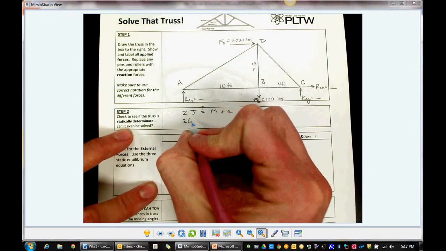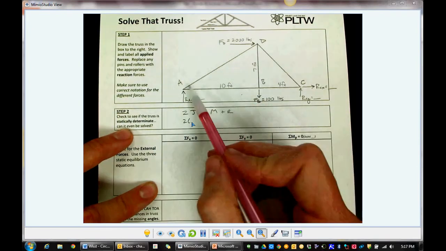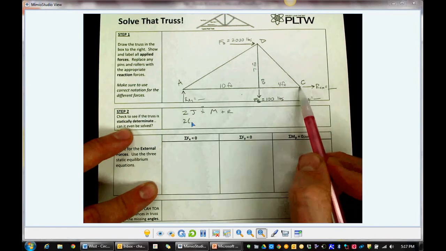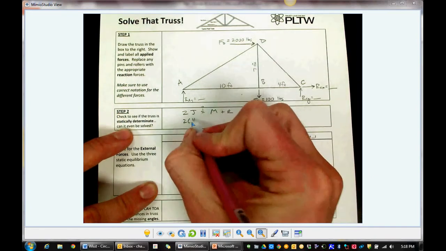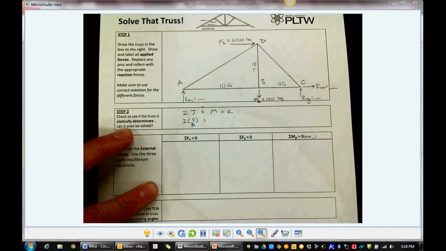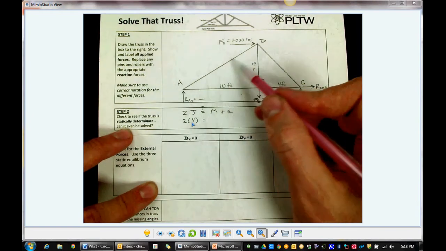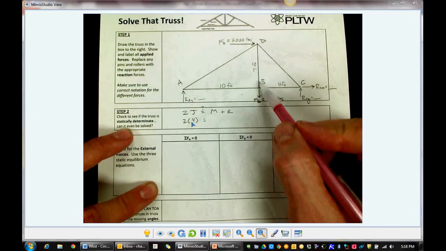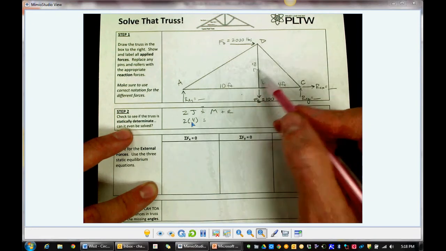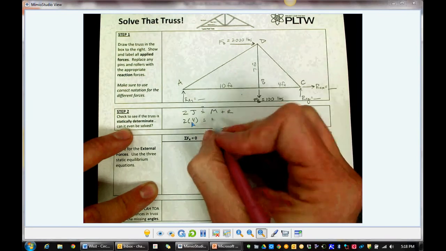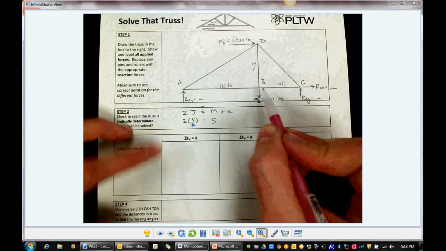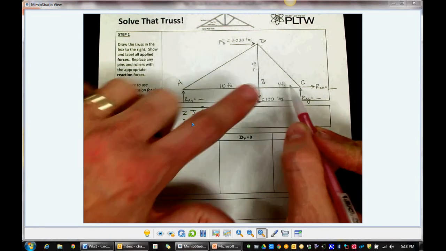How many joints do we see? Joints are where members come together. So we have members coming together A, B, C, and D. There are 4 joints. Members, that would be like the piece of wood making up the truss. So we have member AD, AB, BD, CD, and BC. So there's 1, 2, 3, 4, 5 members. This whole bottom piece is not one member. Every time you get to a joint, it starts a new member.